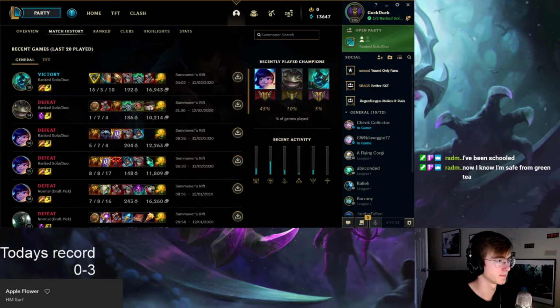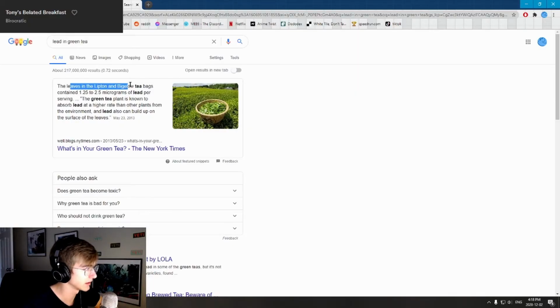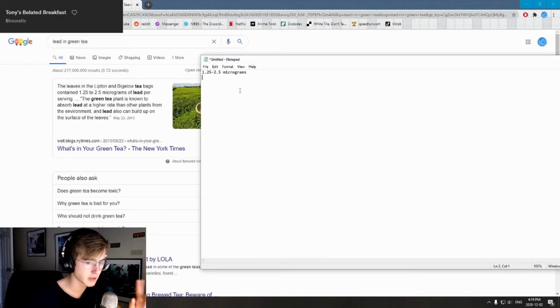Safe from green tea, unless toxic compounds in green tea. Toxins like fluoride, lead, and arsenic get into the tea due to the soil in which the tea is grown. Leaves in the Lipton and Bigelow tea bags contained 1.25 to 2.5 micrograms of lead per serving. That's a cup of tea.